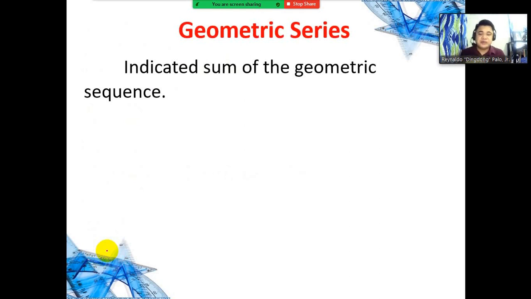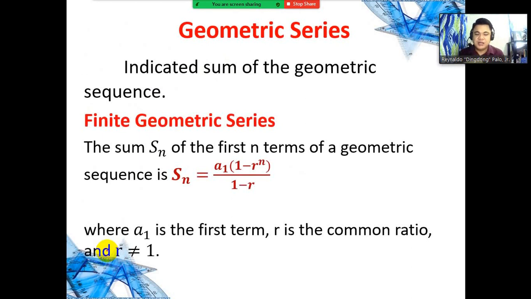Of course, when we're talking about series, we are pertaining to the sum of the terms. Geometric series means it's the indicated sum of the geometric sequence. So we will just be talking about finite geometric series. The sum S sub n of the first n terms of a geometric sequence is S sub n equals a sub 1, quantity 1 minus r raised to the power of n over 1 minus r. So to solve for the sum of a finite geometric series, we will just be using this formula.